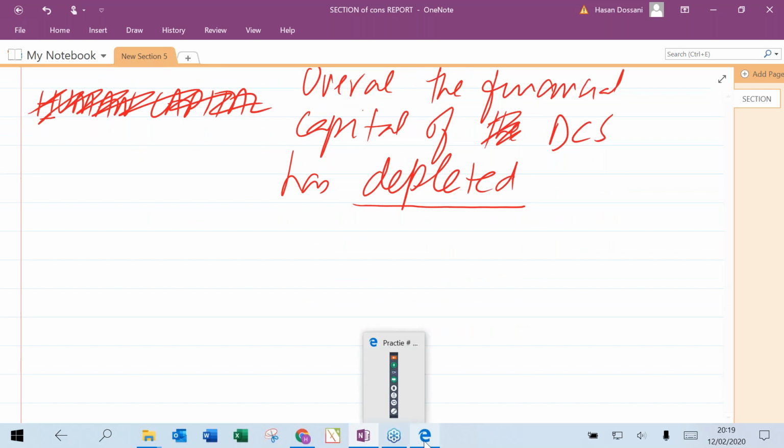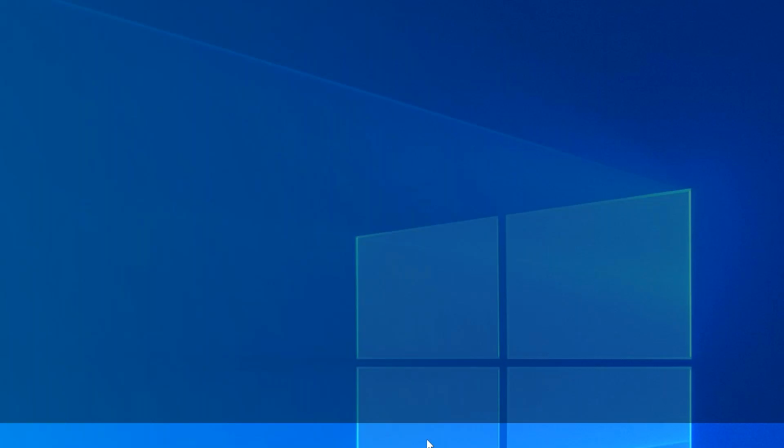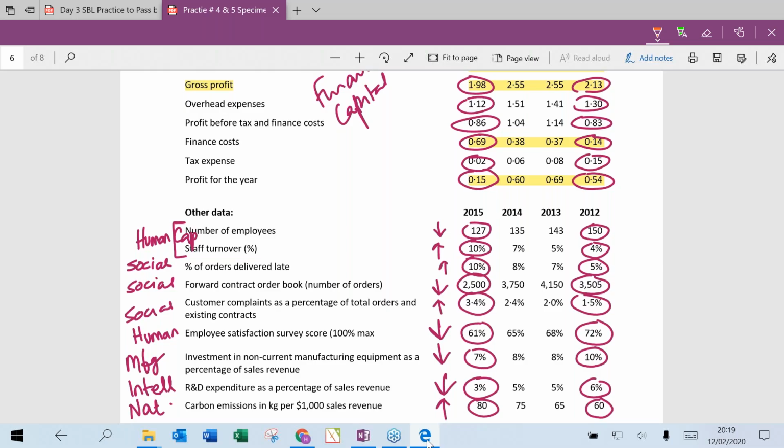Again, can we say what's happening to human capital? It is depleting, because our number of people have gone down and our staff turnover has increased. So overall, the human capital is not performing well. It is depleting. And you see also there's one more here, that employee satisfaction survey has also deteriorated. So overall, the human capital is also depleting.